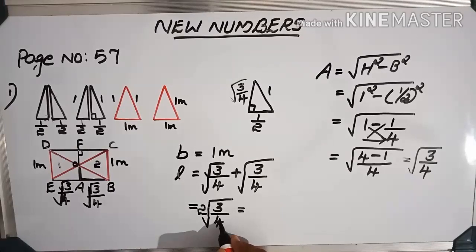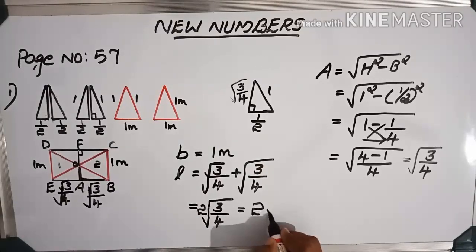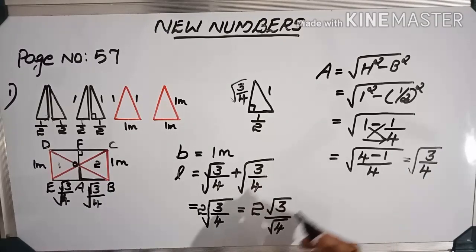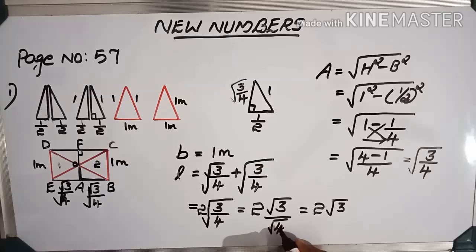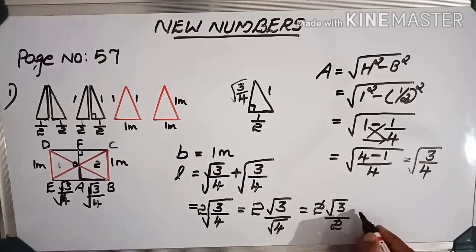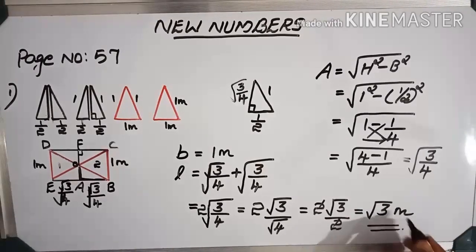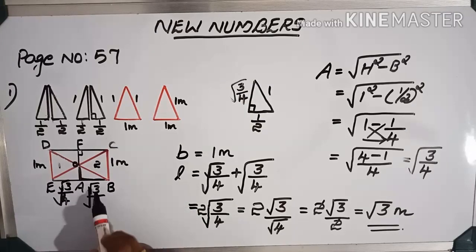Now here you can take this by 4 outside, because root 3 by 4 we can write like this, root 3 by root 4. That you will learn in the next section. Anyway, I am just explaining. So root 3 by root 4. So this one you can write as 2 root 3. Root 4 is what? Root 4 is 2. So root 3 by 2. Like this you can write. Now here this 2 and 2 we can cancel, and the final answer will be root 3 meter. That means length of this rectangle is root 3 and breadth is 1 meter.